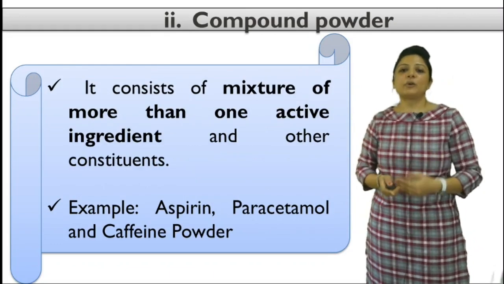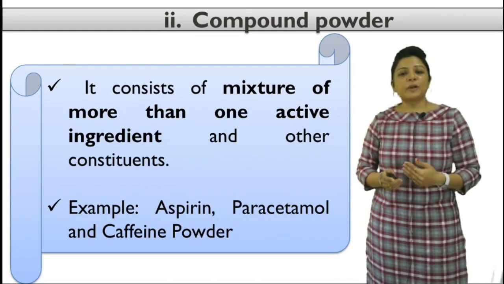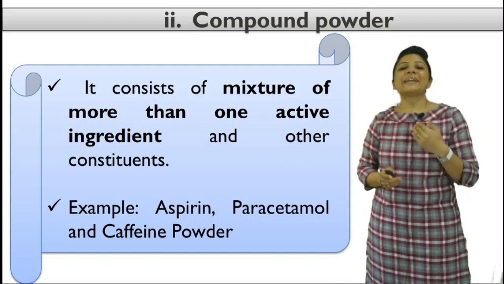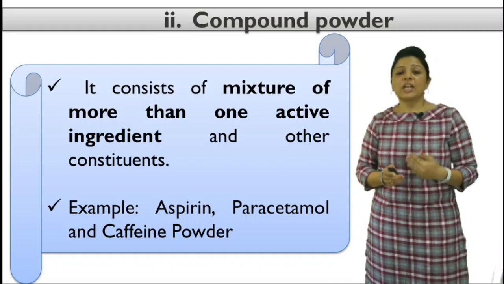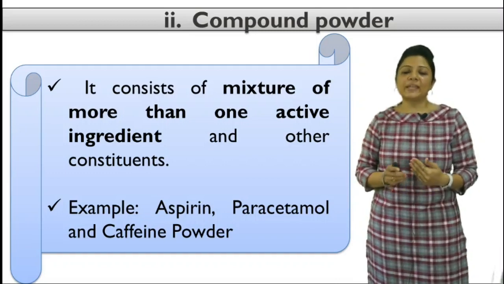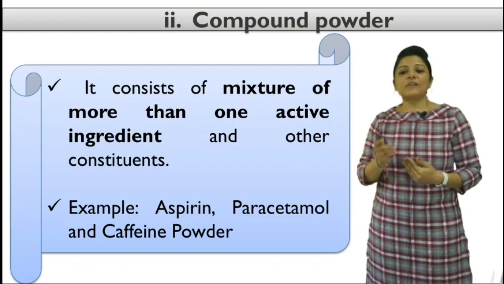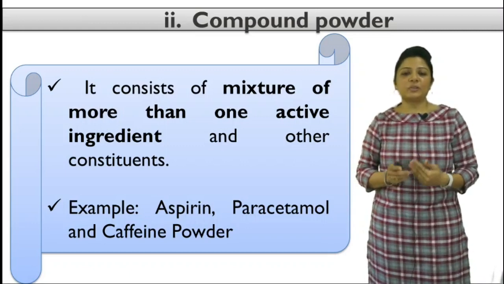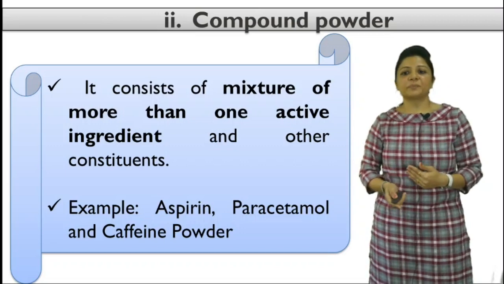Then there is compound powder. When it is compound powder, there is more than one medicament in the formulation. So there will be a minimum of two APIs in the powder. So if you have aspirin, paracetamol and caffeine powder, then it becomes a compound powder.